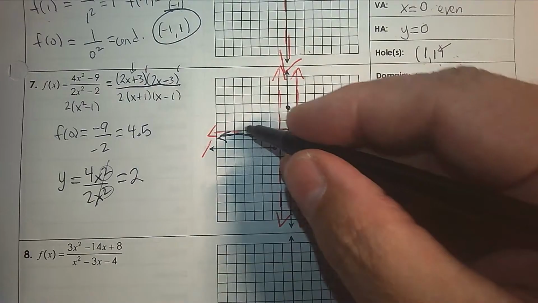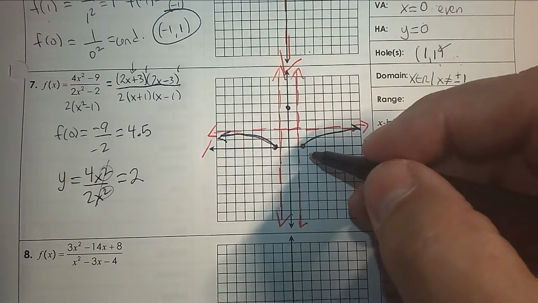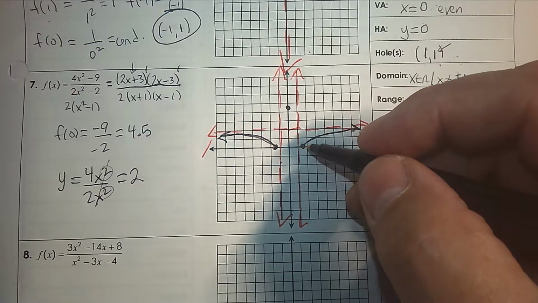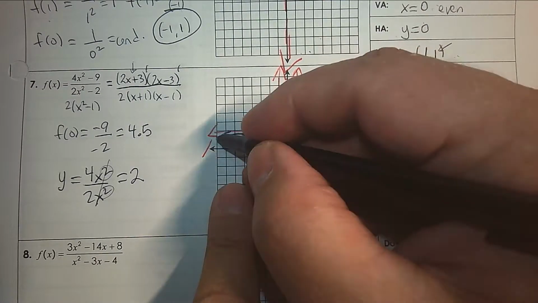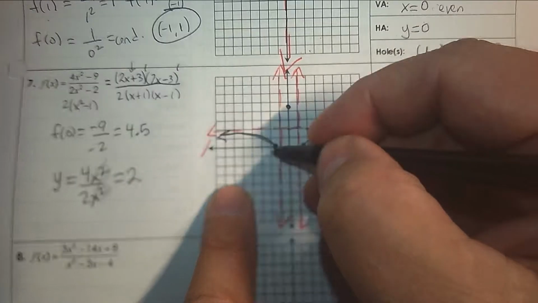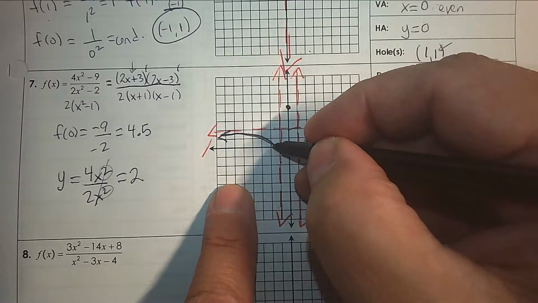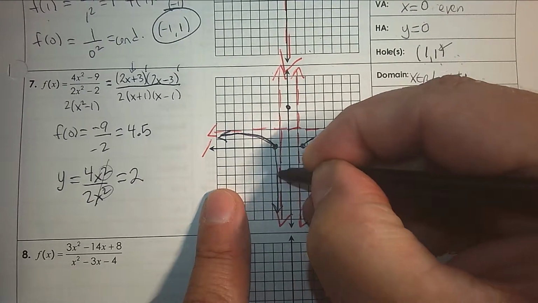So when a graph goes to a vertical asymptote, it will either go up forever or down forever. So on the left, follow the direction. It's under the horizontal. What direction is this curve going? Up forever or down forever? So we're going to go to negative infinity.